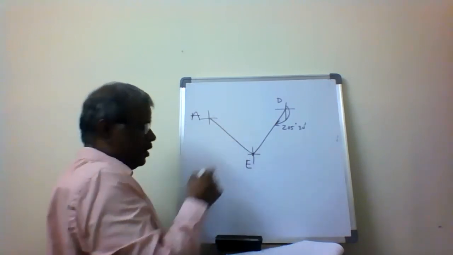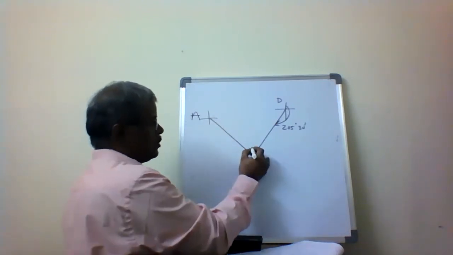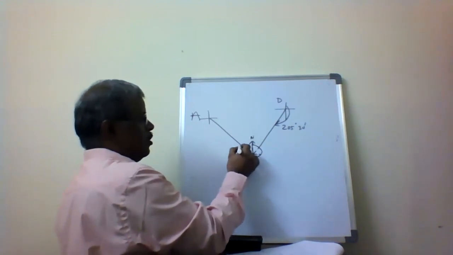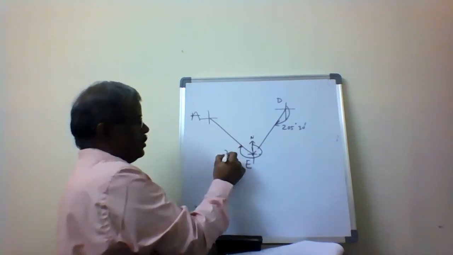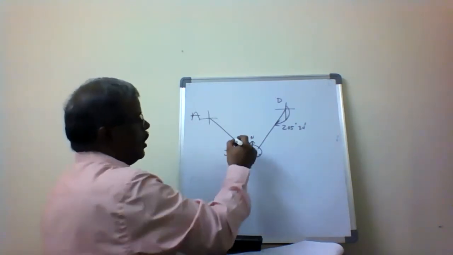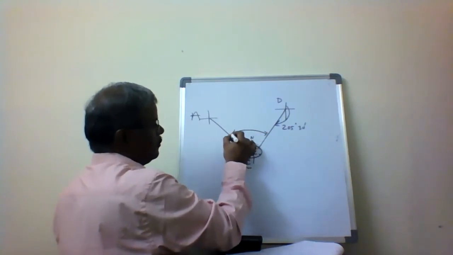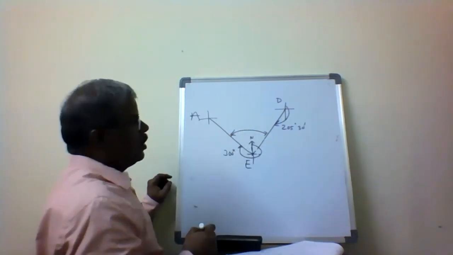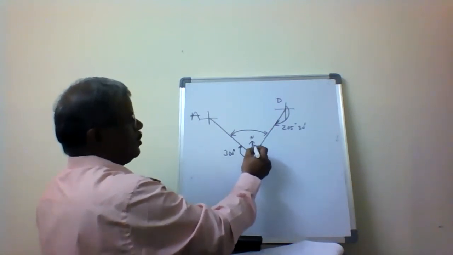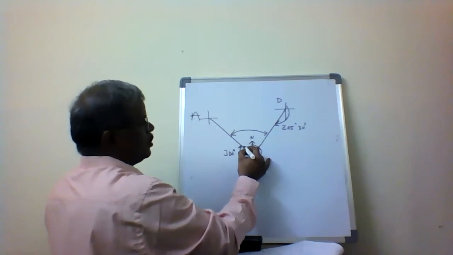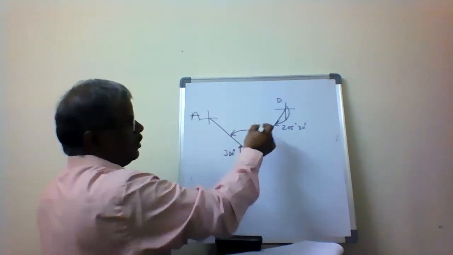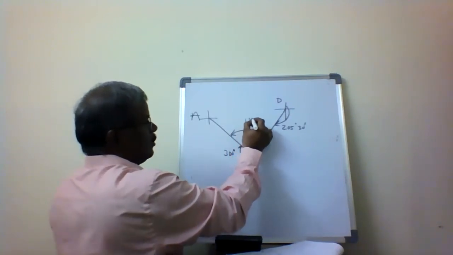This is point A. The bearing of EA is 300 degrees. This is the north direction. So this is given as 300 degrees. Now I have to calculate this angle. The backward bearing of the line is 360 minus 300 degrees. This one is the backward bearing. Then I will get the angle E.